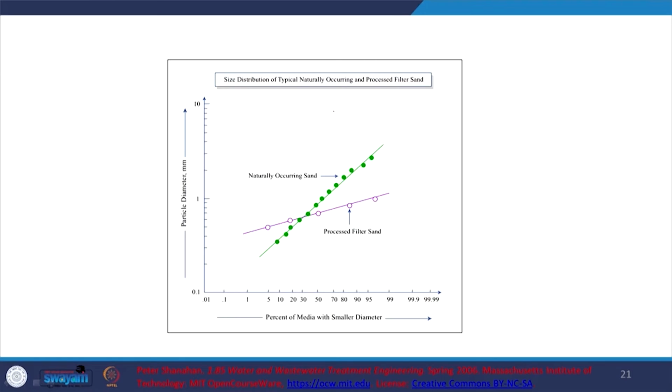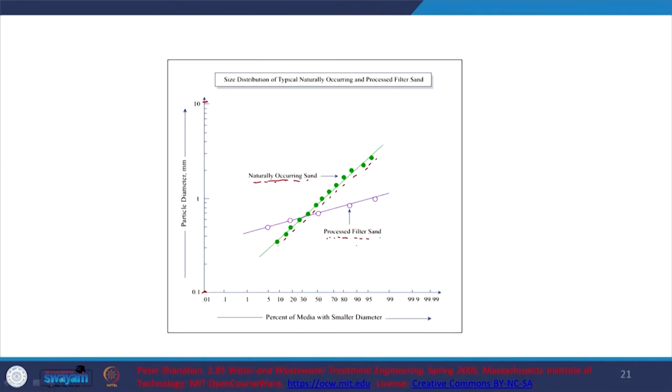So we were talking about sand or the media, and in general in your slow sand filters you will use or can use naturally occurring sand, and in the rapid sand filters or such where the rate of filtration is going to be relatively higher, you will typically use process filter sand. And what's the aspect that you can notice? You can see that naturally occurring sand, again keep in mind this y axis where you have the particle diameter is at logarithmic scale, and you see that the particle diameter includes a considerable range of particle diameters.